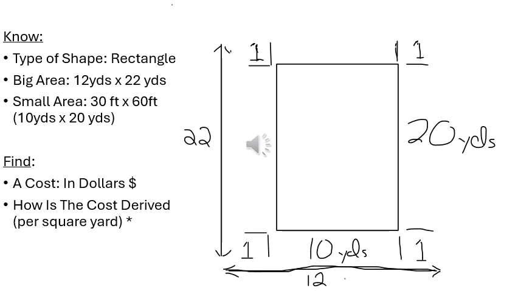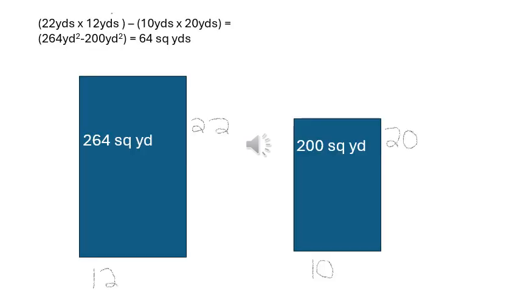So the overall dimensions of the larger rectangle encompassing the walkway becomes 22 yards by 12 yards, calculating to 264 square yards. Now, to find the area of just the walkway, subtract the area of the smaller rectangle, 200 square yards, from the larger rectangle, 264 square yards, which results in 64 square yards of walkway.